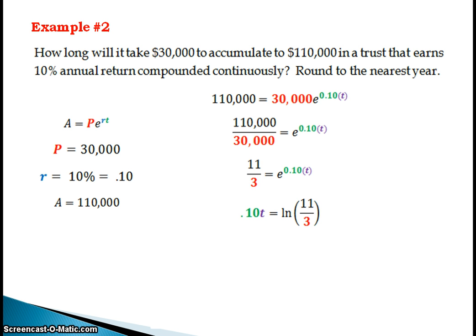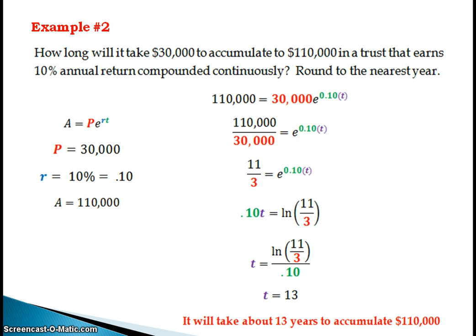So now that I have this set up here, I have 0.10t is equal to the natural log of 11 over 3. This is a number. I can plug this into a calculator and figure out what that is and divide that by 0.10, and I will have solved for t. So I'm going to do that here, and it turns out that it will take about 13 years to accumulate $110,000.